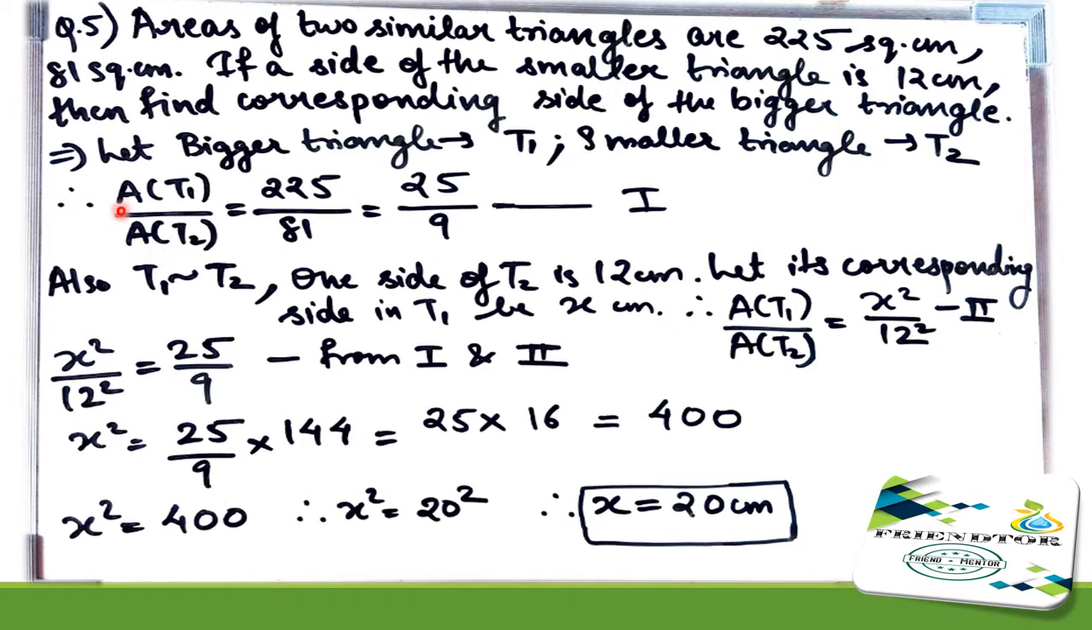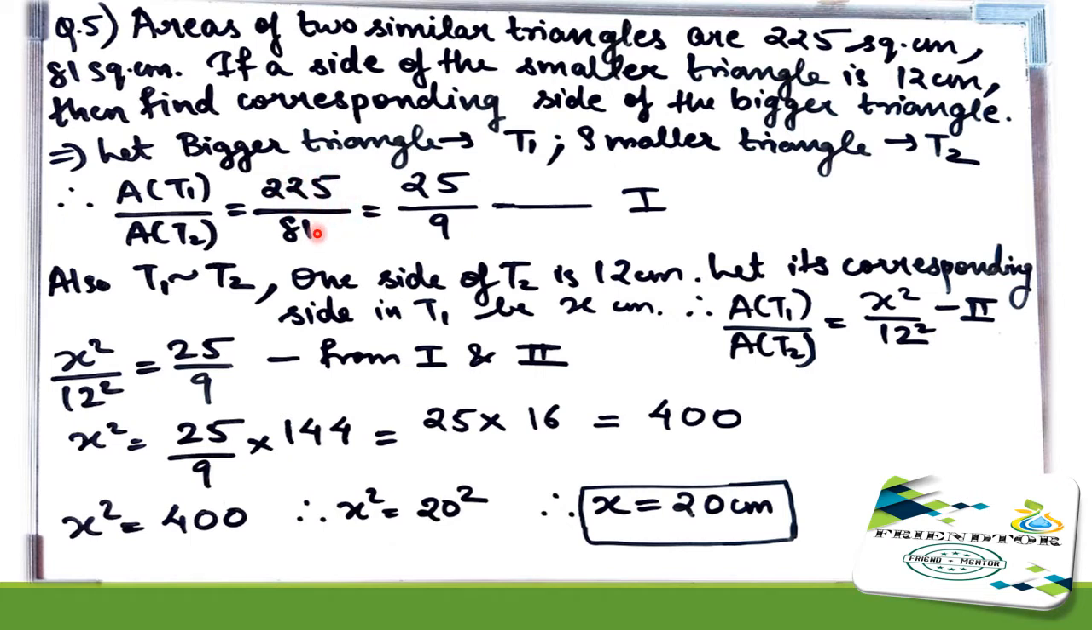Okay, now area of T1 upon area of T2 is the same as the area of the bigger triangle, which is 225, and the area of the smaller triangle, which is 81. So 225 upon 81. Okay, always a bigger triangle will have larger area. So this is understood.